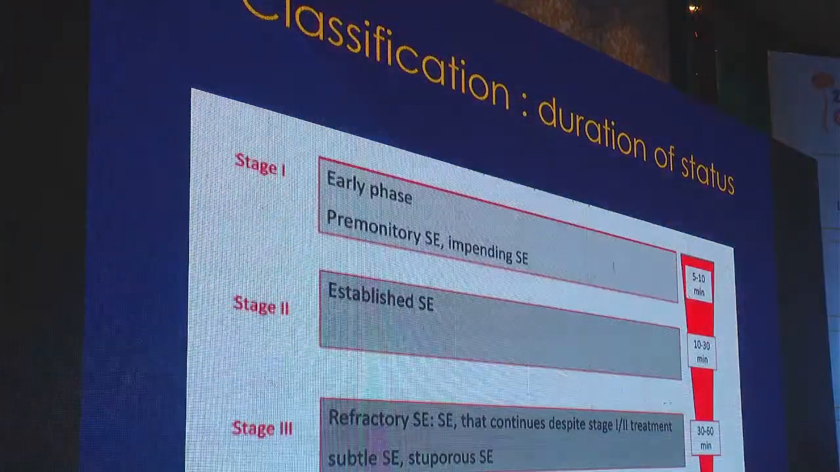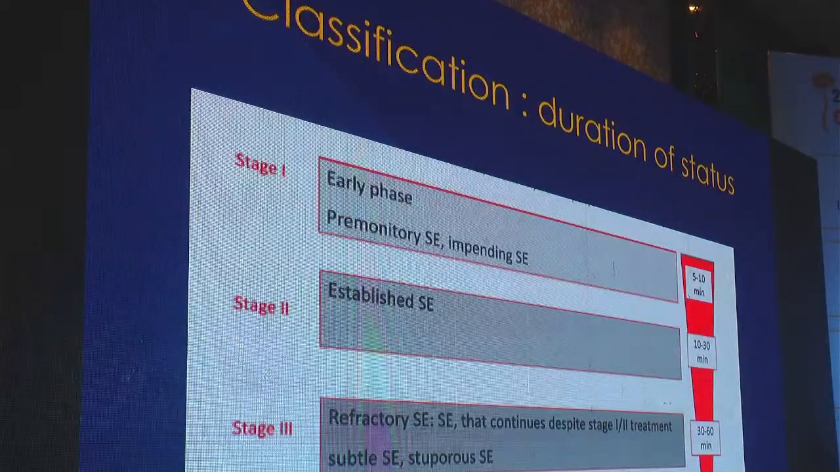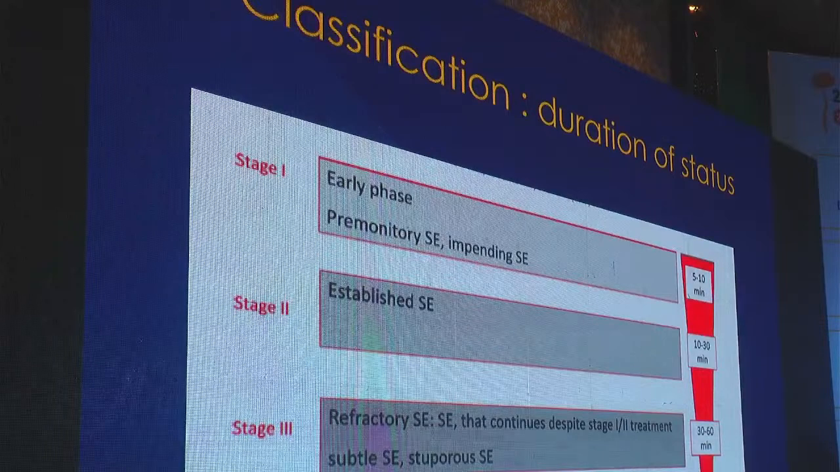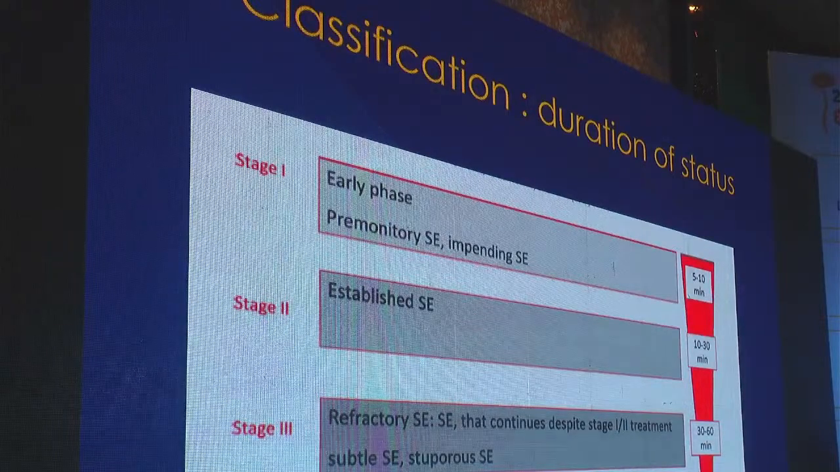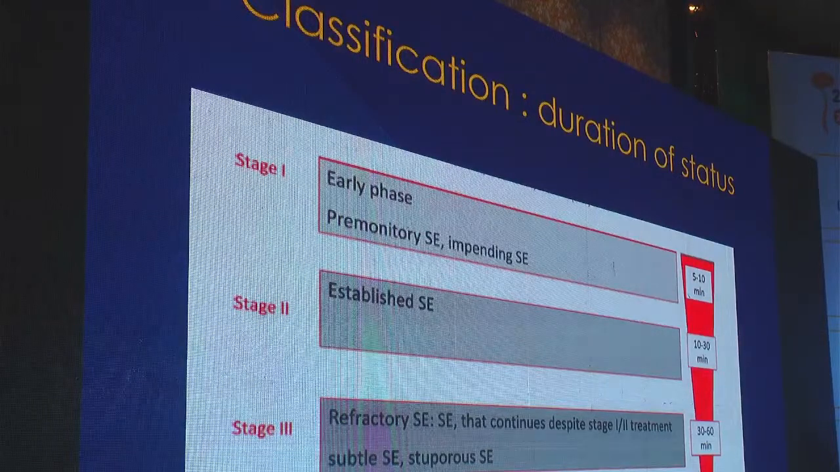Also, based on the duration of seizures, we define different stages. Stage 1 is the early phase, up to 10 minutes. Stage 2 is established status, that is 10 to 30 minutes. And beyond 30 up to 60 minutes is called refractory status. And when it goes on even beyond 24 hours, we call it super refractory status.